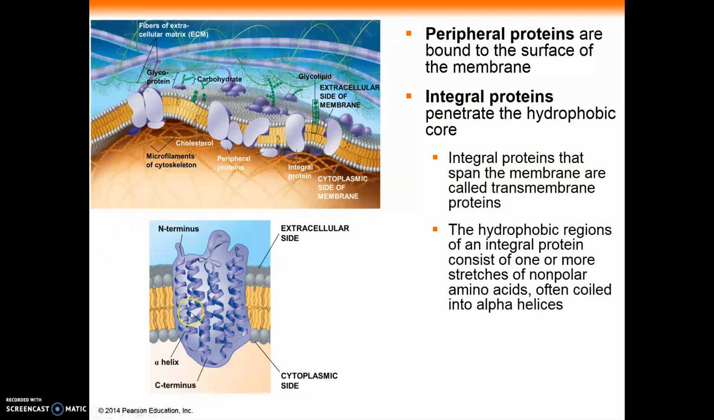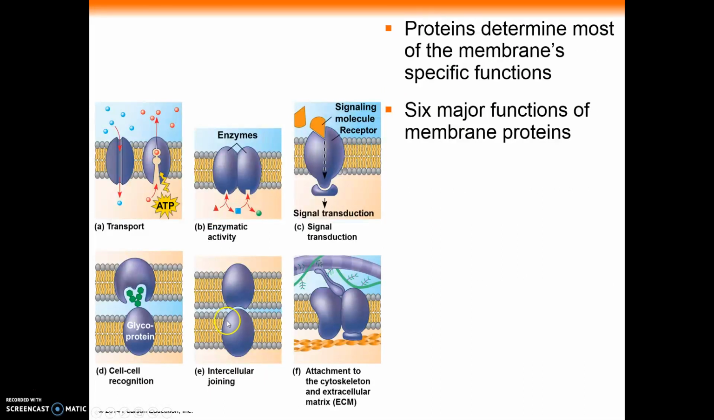And if you were to think about this, the regions of the protein that interact with the hydrophobic core must be stretches of nonpolar amino acids, and they would oftentimes take the form of a helix. Helices are by far the most common structure to pass through a membrane. Now, the activity of the different proteins that are in the membrane determines what that membrane's specific function is.